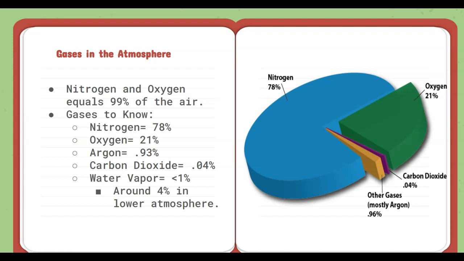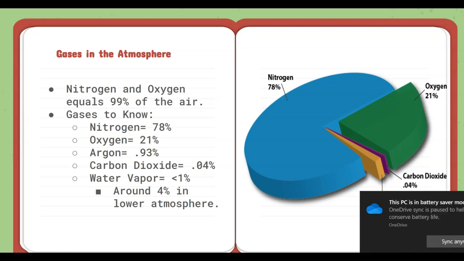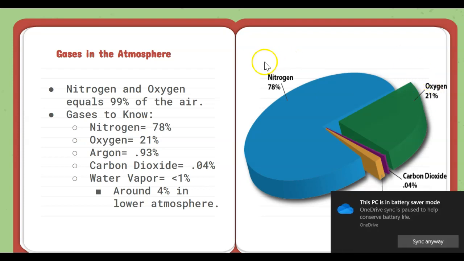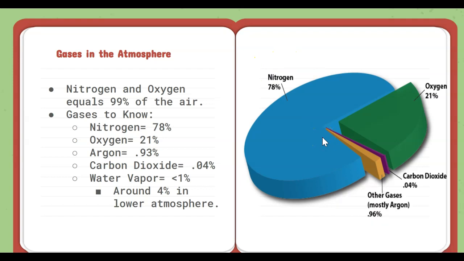You will need to know these percentages and gases, so make sure that you have these down and you study them. You are also more than welcome to screenshot or find a pie chart through Google to represent the gases, percentages, and things like that. But nitrogen and oxygen equals 99% of the air in the atmosphere. So the large portion of our atmosphere is nitrogen and oxygen.